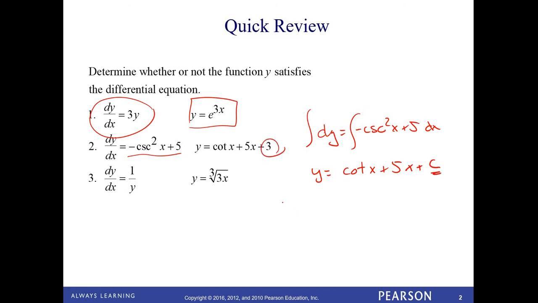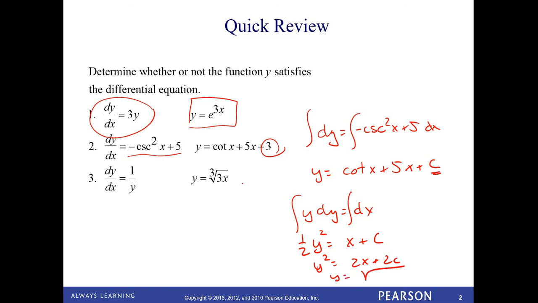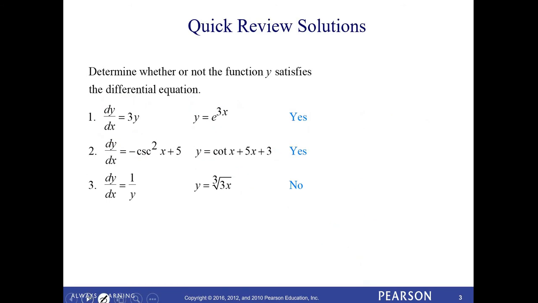The last one, if you tried it, y dy equals dx. Again, integrating both sides, the antiderivative of y would be 1/2 y squared equals x plus c. I think we can see that by doing both of these sides, multiplying by 2 and taking the square root, I would not get this expression. So the first two are true, the last one is not.